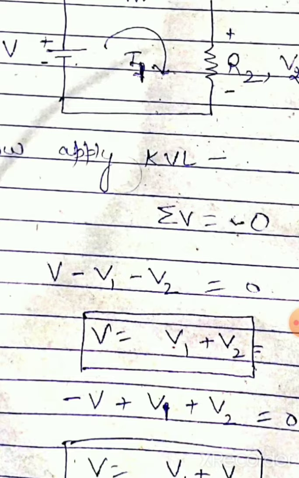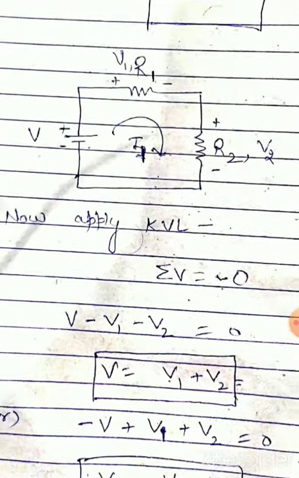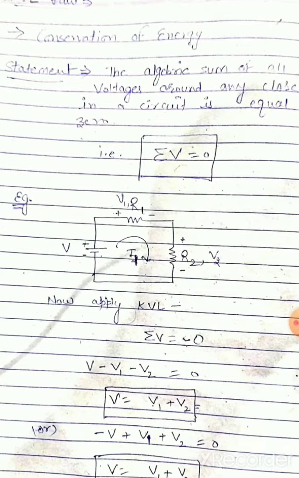So these are the two sign conventions used while writing the loop equations in KVL, and both are correct, both can be used. Whichever you feel is the better one, you can use it. Both will result in the same answer. So this is KVL, which is based on conservation of energy.